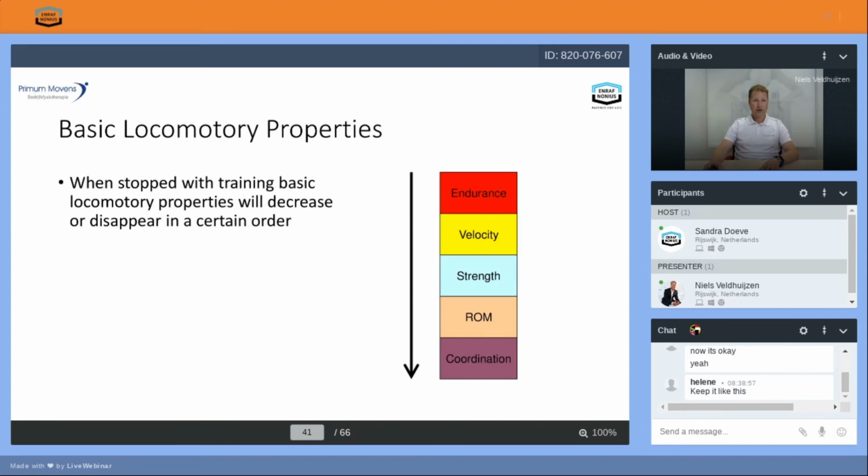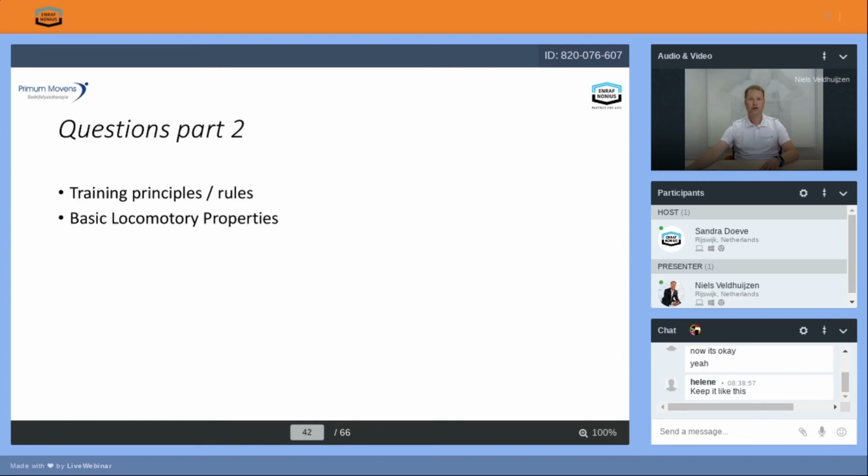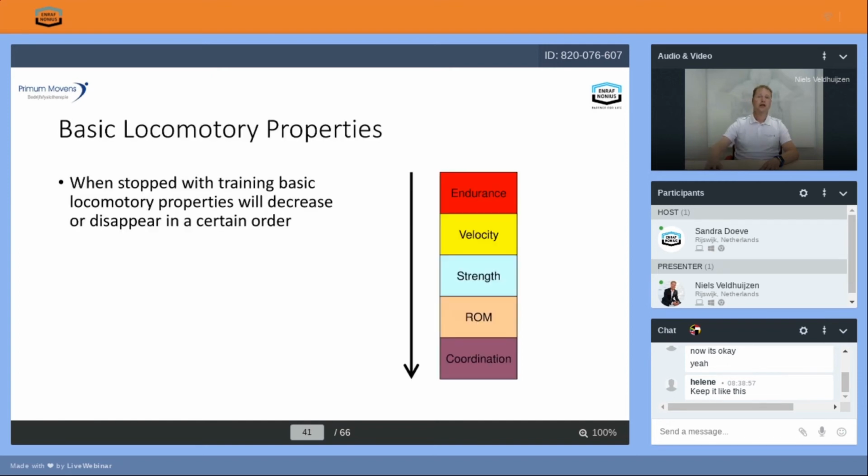When you stop training, the basic locomotory properties will disappear in a certain order. And I have to check if that works. No, that unfortunately doesn't work in this presentation. You first lose your endurance capacity, then you lose your velocity, then you lose strength, then you lose your range of motion, and at the end you lose the coordination.